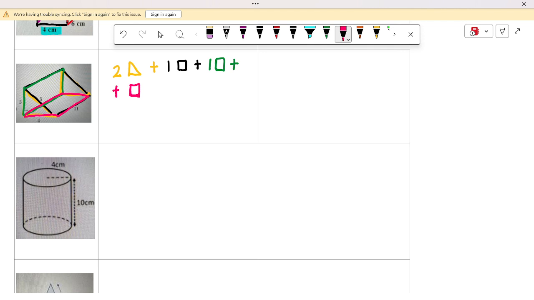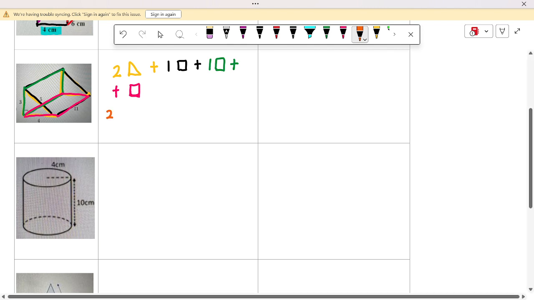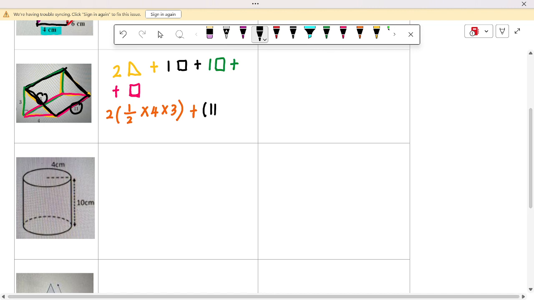So in this shape, we have two triangles and three different rectangle surfaces. We are going to calculate one by one. For the triangle, it will be 2 bracket, our formula of a triangle is 1/2 times base. What's your base? 4, and times your height, which is 3, plus the surface with the black one. Let me redraw again. The black one is referring to the upper one here, which will be using 11 and 5. So plus 11 times 5.